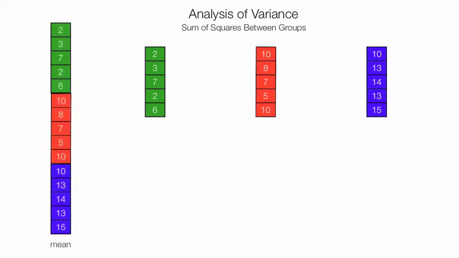Now I have all the calculated means for each of these. So the first thing I do is I take the mean of the sample minus the mean of the group, or all the samples combined, and I do that for each sample.